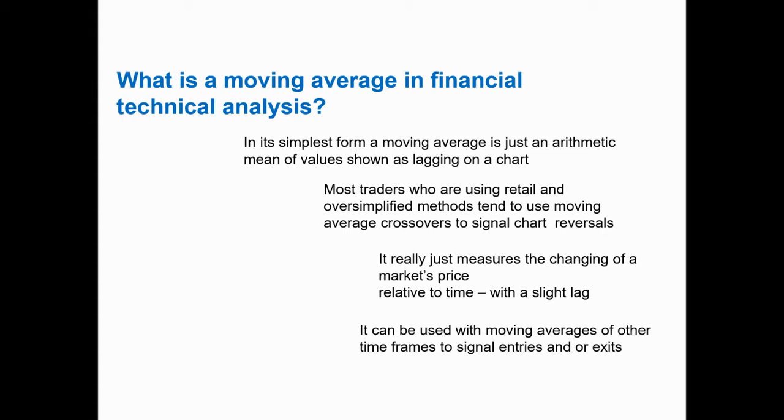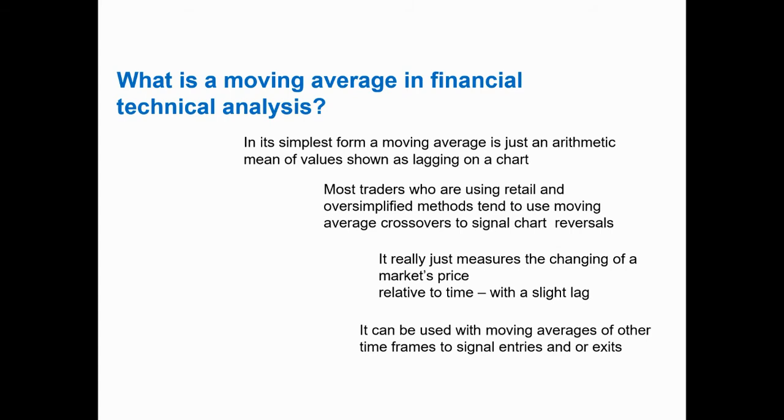So what is a moving average in financial technical analysis? Normally, the simplest form of a moving average is applying the arithmetic mean of values shown as logging on a chart. When we say arithmetic mean, you are going to get the average per day over a certain period. Most traders using retail and oversimplified methods tend to use moving average crossovers to signal chart reversals. It really just measures the changing of a market's price relative to time with a slight lag.